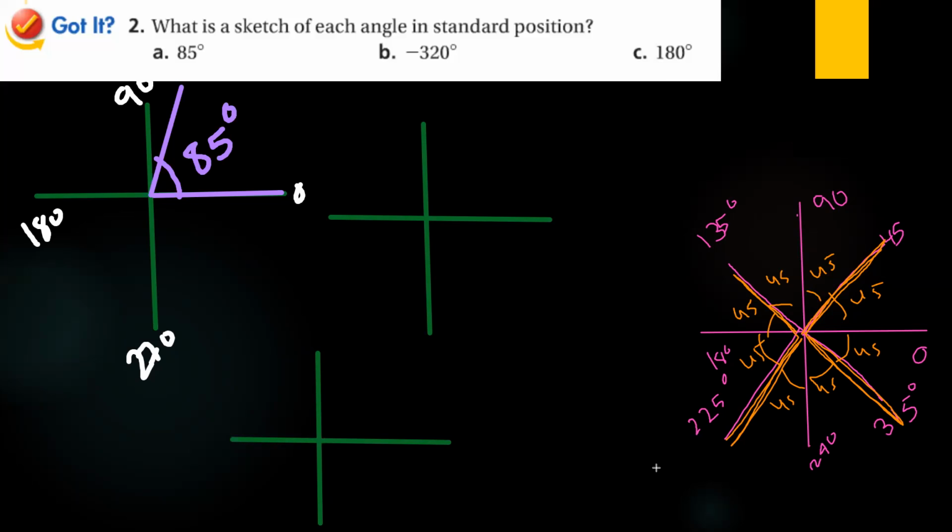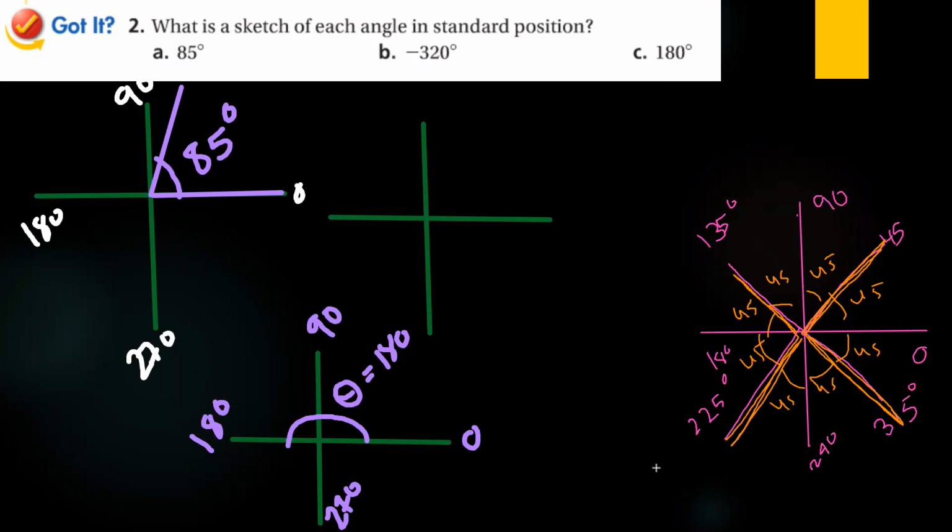Now let's go to C. C here is 180. This is 0, this is 90, this is 180, and this is 270. So 180 is an angle on the axis. So this will be now the angle theta here, which is 180. 0, 90, 180, 270 are the angles on the axis. And the other angles like 135, 120 are angles between the axes, or in the quadrant.